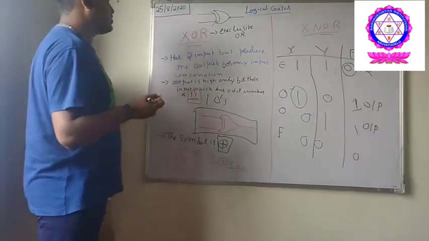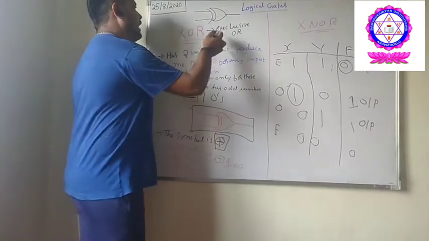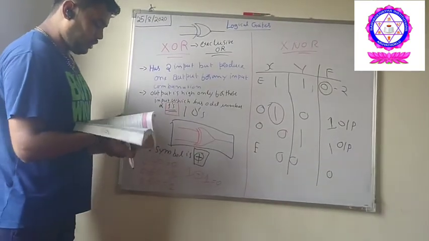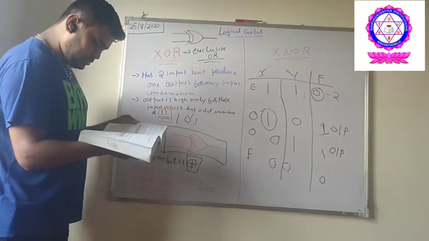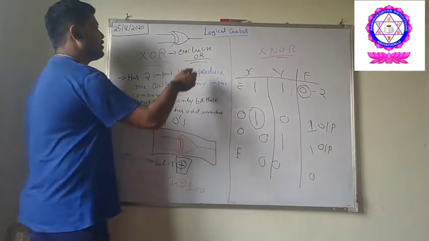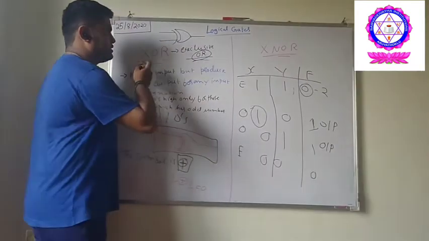Hope you understood the XOR gate. The XOR gate is known as the exclusive OR gate, or it is also some negation of the OR gate. So this is the XOR gate.